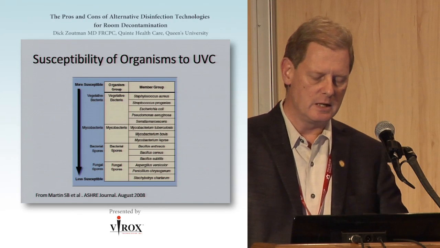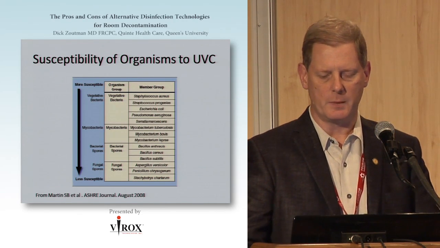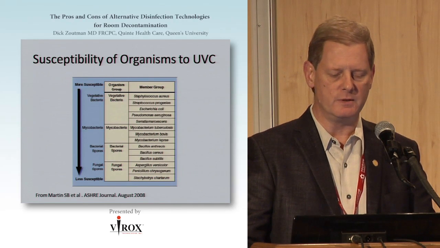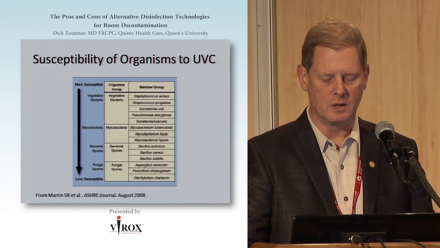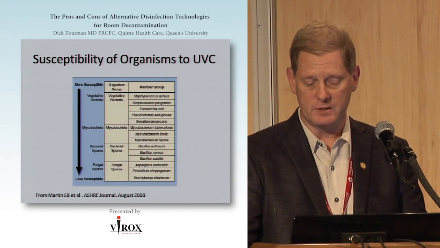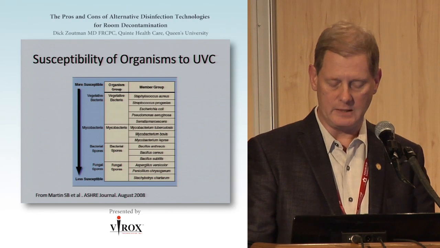And you can see this chart here from the ASHRAE journal just gives you an idea of the susceptibility of organisms to UVC, and it's quite similar to the classic Spaulding classification of susceptibility, where vegetative bacteria are the most susceptible, and fungal spores in this case are the least susceptible.